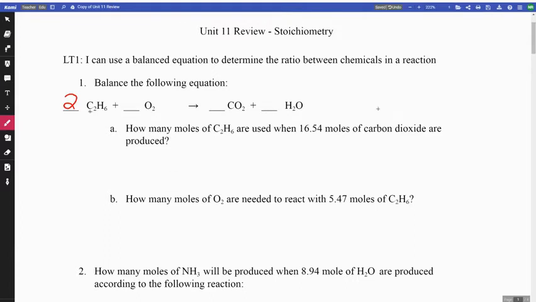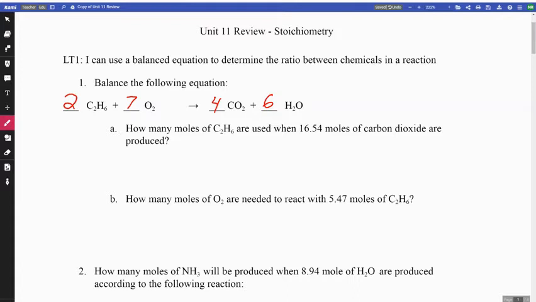So now, instead of having 2 C's here, we have 4 C's, so we'll put a 4 there. Instead of having 6 H's, we have 12 H's, so we'll put a 6 there. So we have 12 H's over there. Now we have 8 O's here, and we have 6 O's here. So that's a total of 14 O's. So now we can put a 7 here, and now it's balanced. Hooray! So now we have a balanced equation.